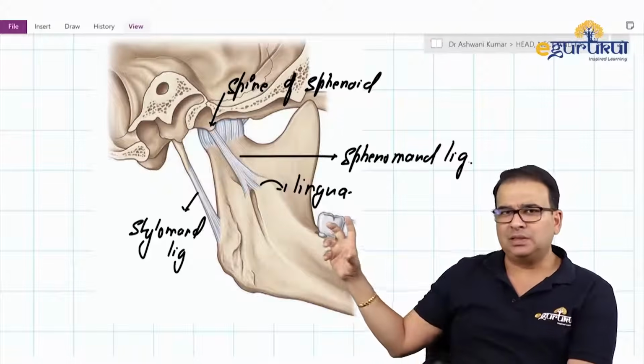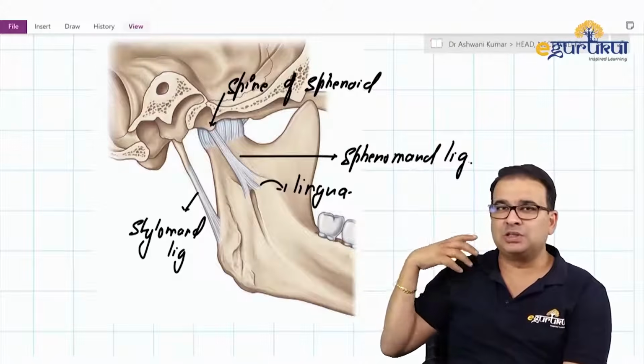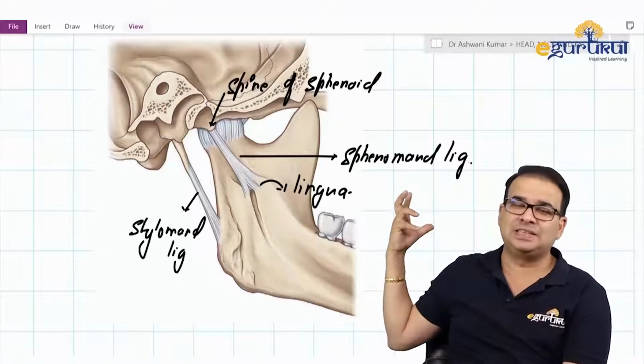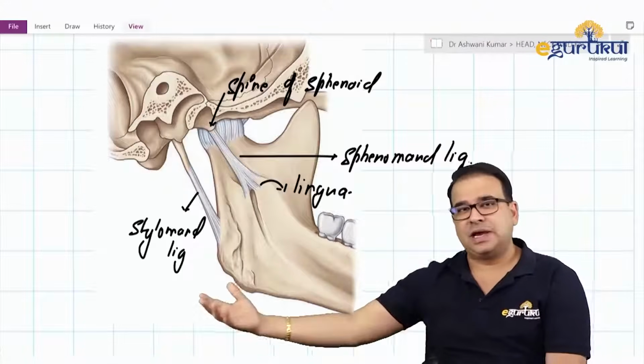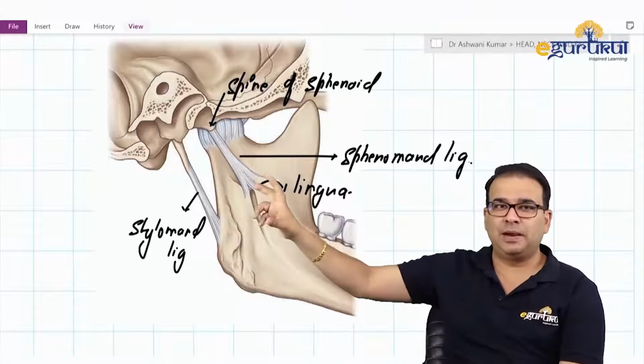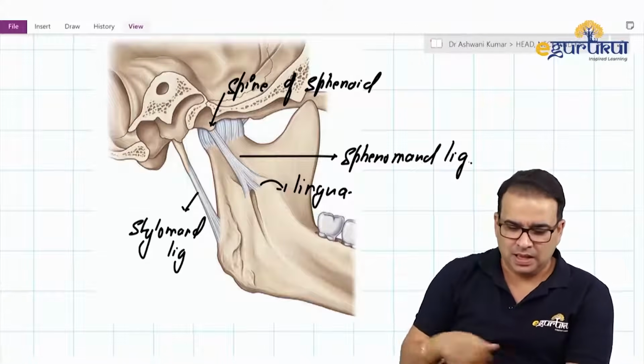And I hope you remember these two ligaments were discussed in the cervical fascia also. They are the modification of the investing layer. Rule of 2 for the investing layer, so even two ligaments were there. The stylomandibular and the sphenomandibular ligament both are made up of the investing layer of deep cervical fascia.